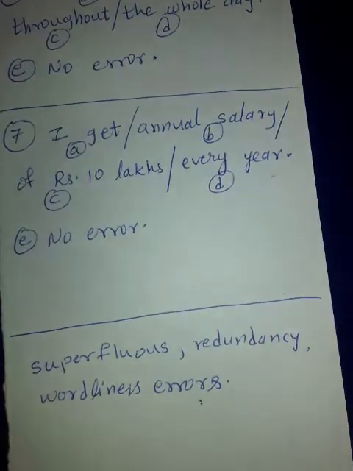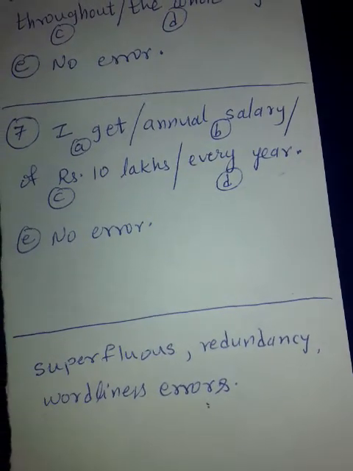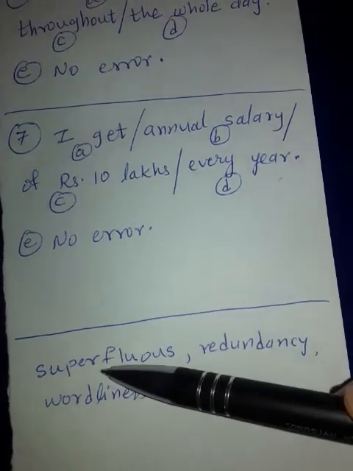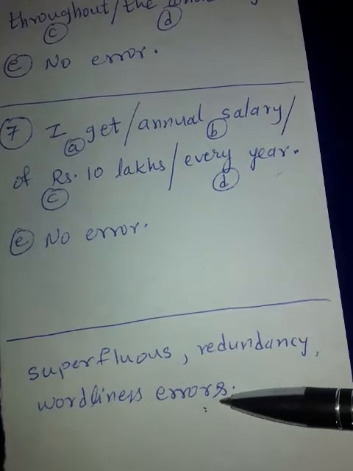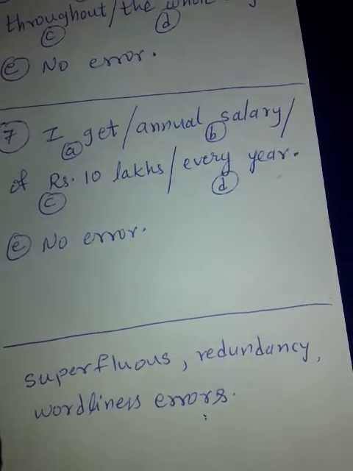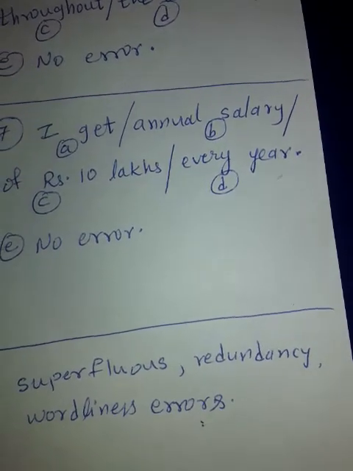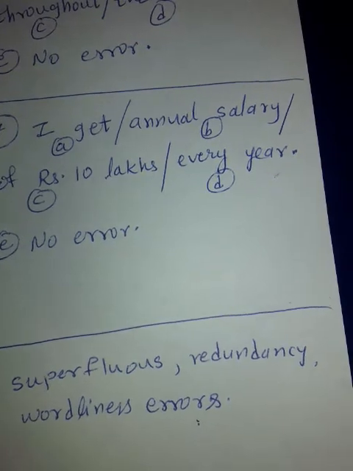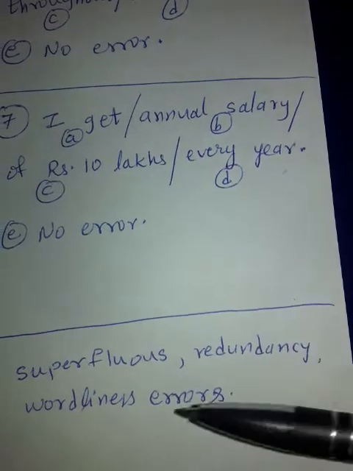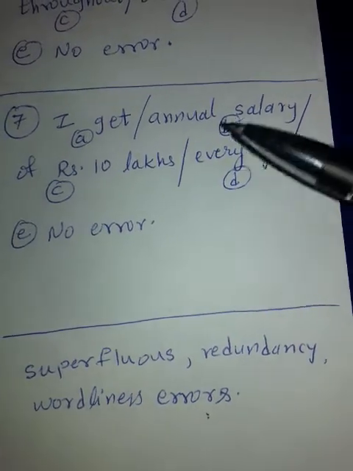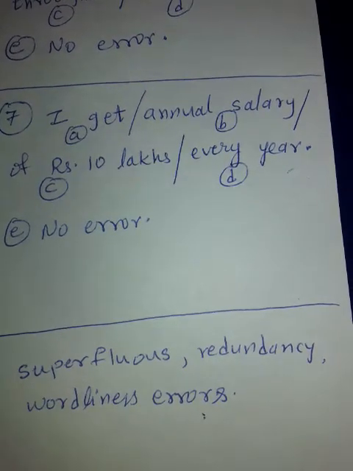What did you observe in all these 7 sentences? That there were some extra words in every sentence. These types of errors are known as superfluous or redundancy or wordiness errors. While reading the sentence, we feel that the sentence is correct and there is no error, but this is the trick. Some extra word is introduced in the sentence which we must detect. So these superfluous, redundancy and wordiness errors we just covered in these 7 sentences. Now let's see the remaining sentences.